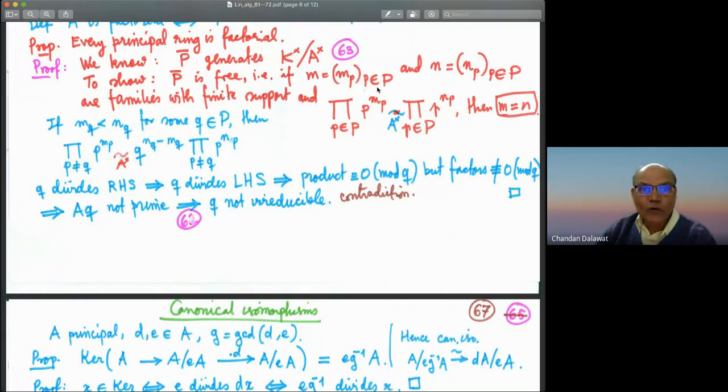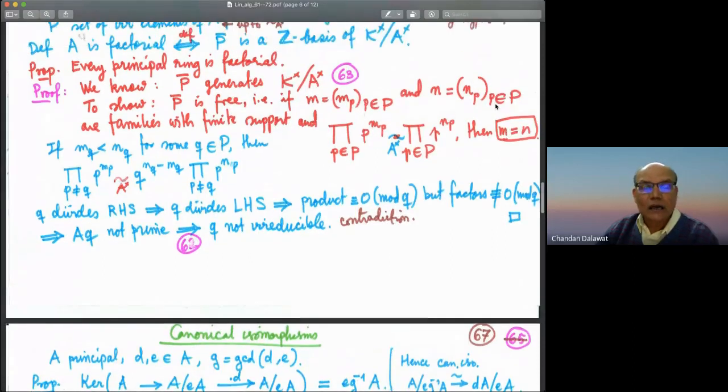the product over P in P of P to the power MP. And similarly, I can take the product of these P to the power NP. And if these two products turn out to be associates, then these two families have to be the same. That is what it means for the ring to be factorial, for this P bar to be free.